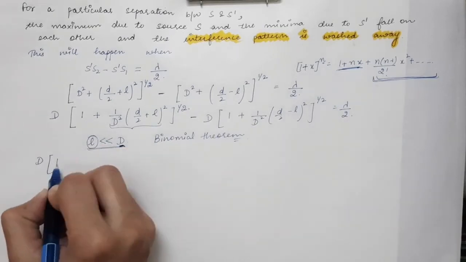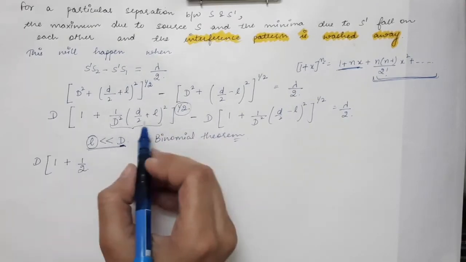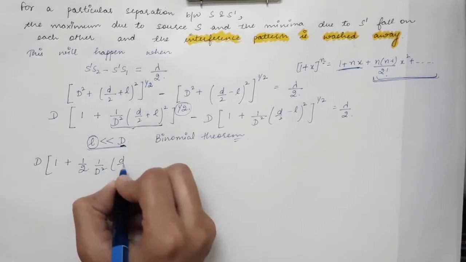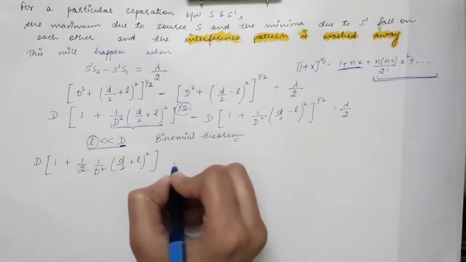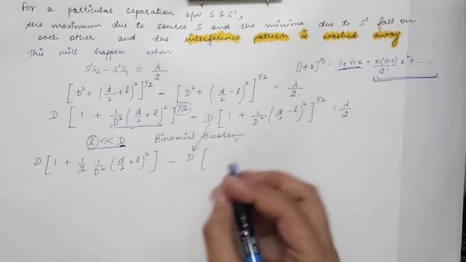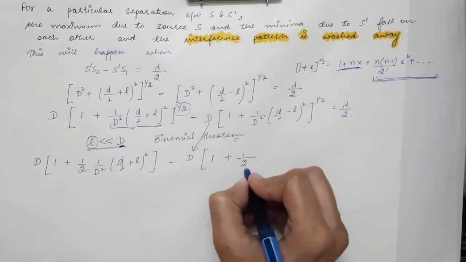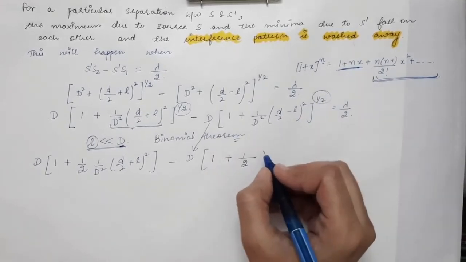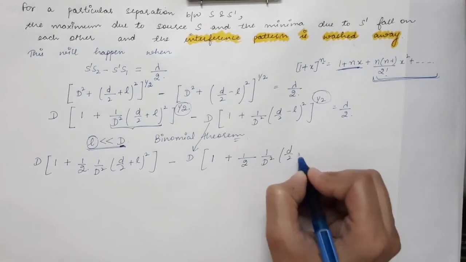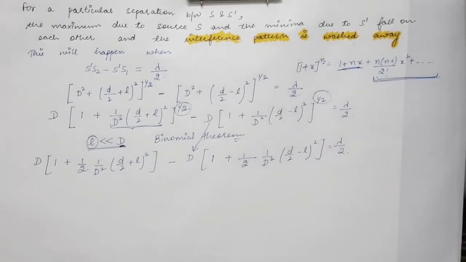So 1 + n into x, where n is equal to 1/2 and x is equal to this one: 1/D² (d/2 + L)², minus capital D as it is. Then (1 + x)^n will be equal to 1 + nx, with n equal to 1/2 and, for the second term, x equal to 1/D² (d/2 − L)². So that must be equal to lambda by 2.